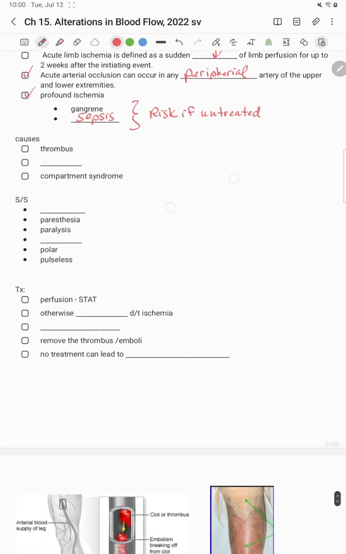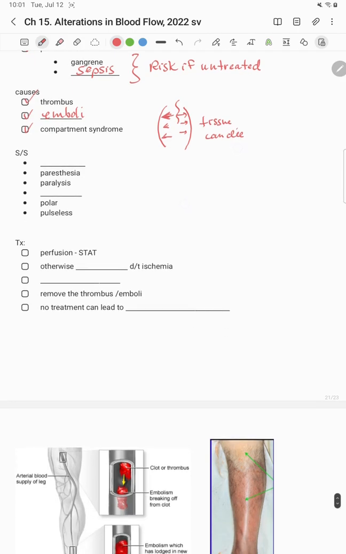Okay, causes of acute arterial occlusion can be things like a thrombus, an emboli, or compartment syndrome. Compartment syndrome is where the leg or whatever body part starts to swell so much that it's going to choke off the blood flow, and tissue can die.